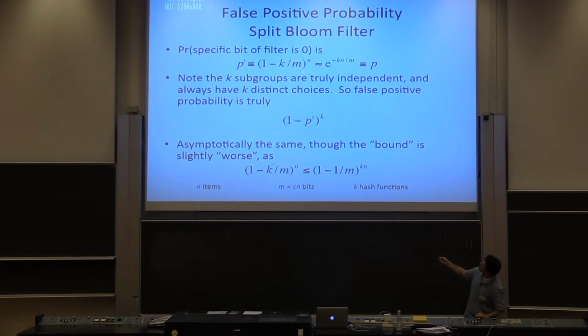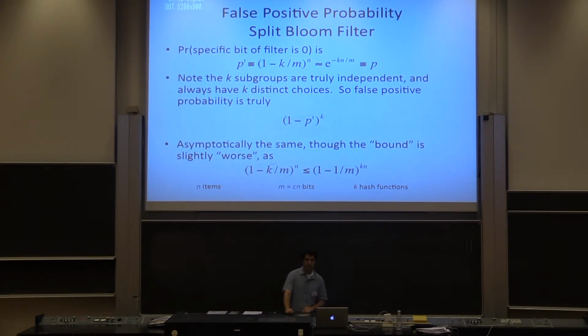Again, in this case, for any specific subfilter, the probability a specific bit is 0 is now (1 - 1/(m/k))^n, which again is approximately the same value. The one difference is now these k subpartitions are themselves truly independent, right? So the false positive probability really is (1 - b')^k. And again, we already know the fact that asymptotically these are the same, although in fact, in the split bloom filter, if I've got my sign right, the bound is actually just potentially a tiny bit worse, right? Due to the fact that (1 - k/m)^n is less than or equal to (1 - 1/m)^kn. So they're asymptotically the same. The split bloom filter is maybe a tiny bit worse, but it has other advantages, such as it's parallelizable much more easily.